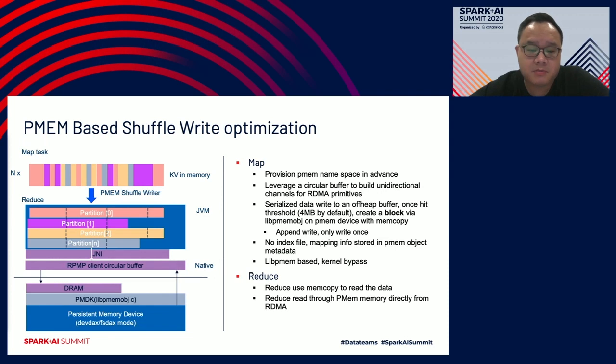So this is lib pmemory based. It bypasses the kernel, it's ultra efficient. On the reduce side, we're using memory copy to read the data directly, and the reduce will read through memory directly from RDMA.